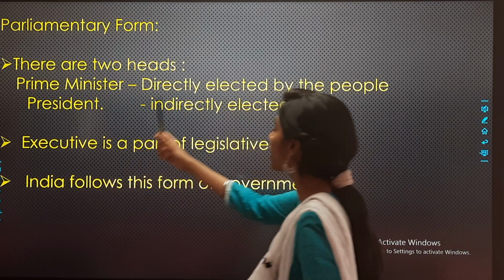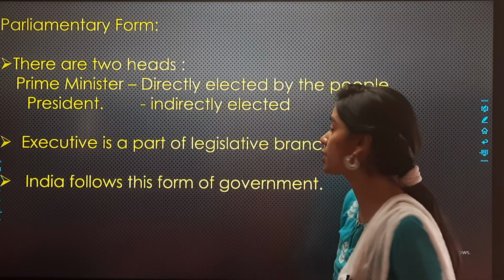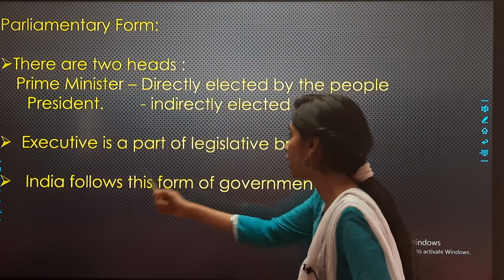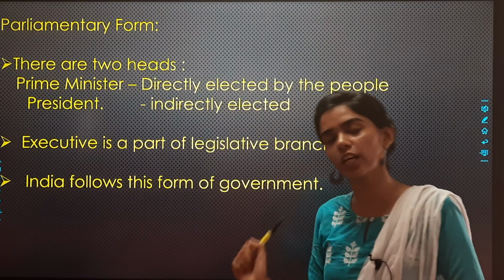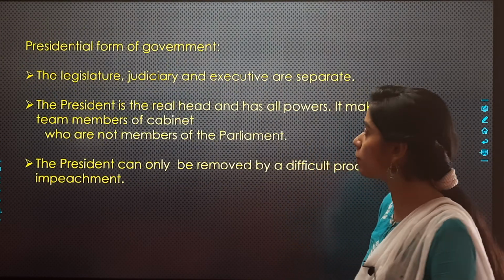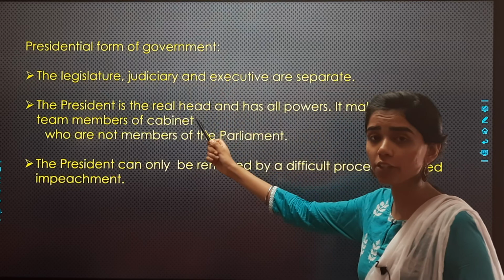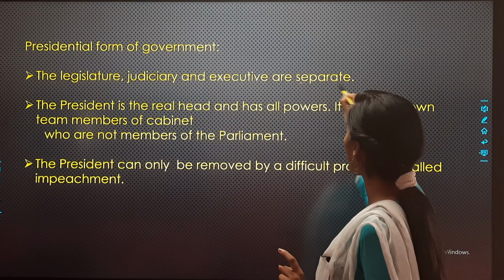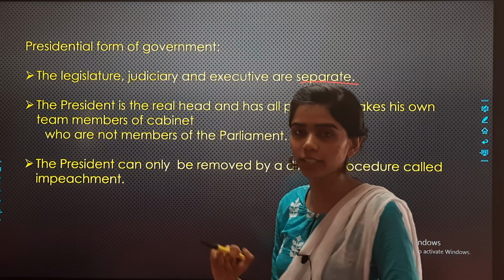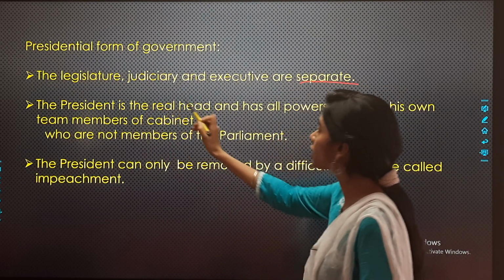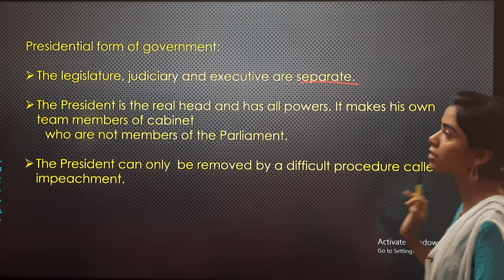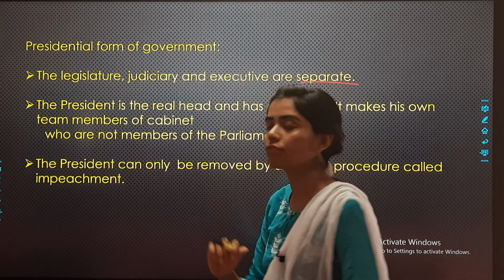Okay, then executive is a part of legislative branch. Executive is a part of it, remember. And India follows this form of government, that is parliamentary. Now talking about the presidential form, the legislature, judiciary and executives are separate. All the three bodies are separate in this. Okay, the president is the real head and has all the powers. It makes his own team members of cabinets.